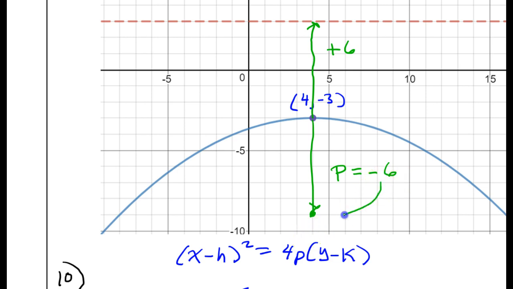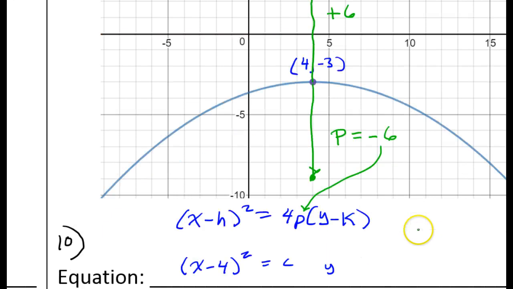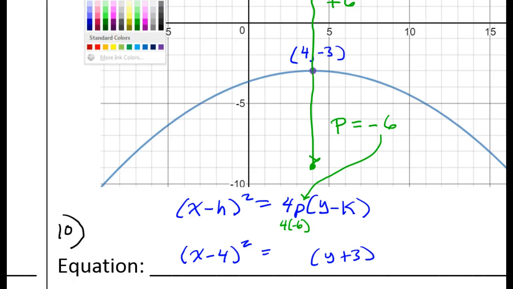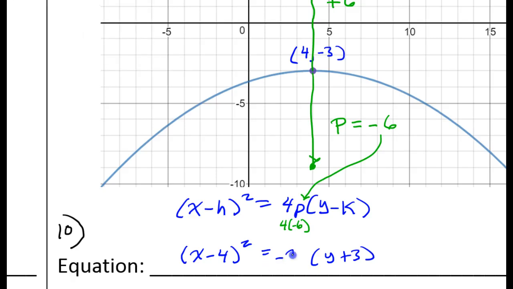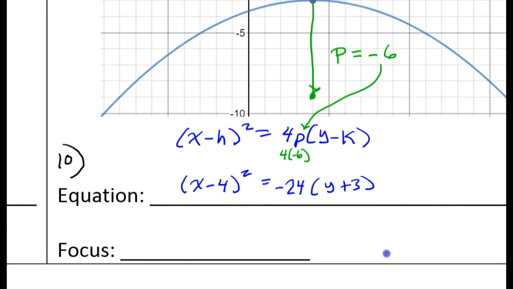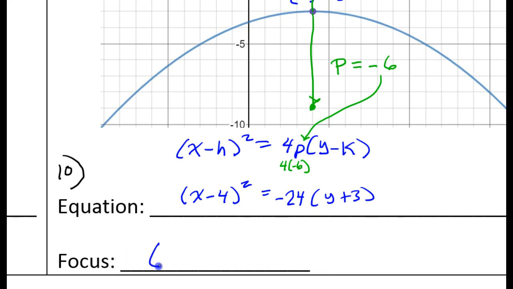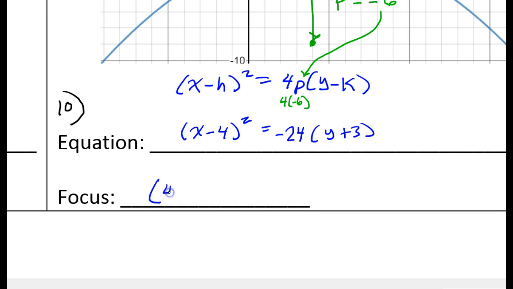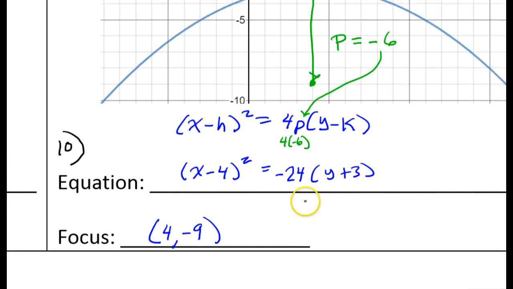Now, if I were to take this negative 6 and substitute it in right there, then I have 4 times negative 6, 4p. Well, that is negative 24. So that is what actually belongs in this spot of the equation. Negative 24. So this is the standard form equation for the parabola. And they also want the coordinates of the focus, which we found to be right here. So this is the point 4, comma, negative 9. So that's the focus, 4, comma, negative 9. And that is all they wanted for problem number 10.